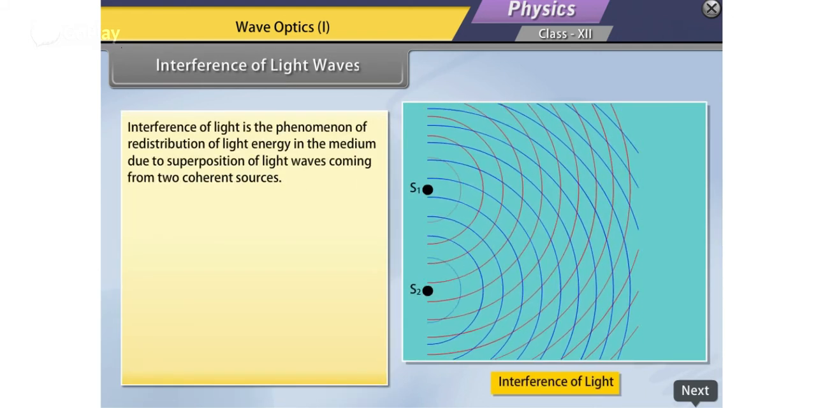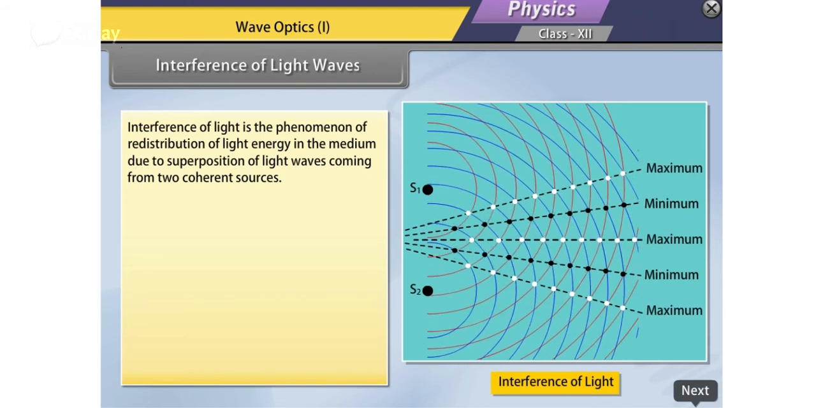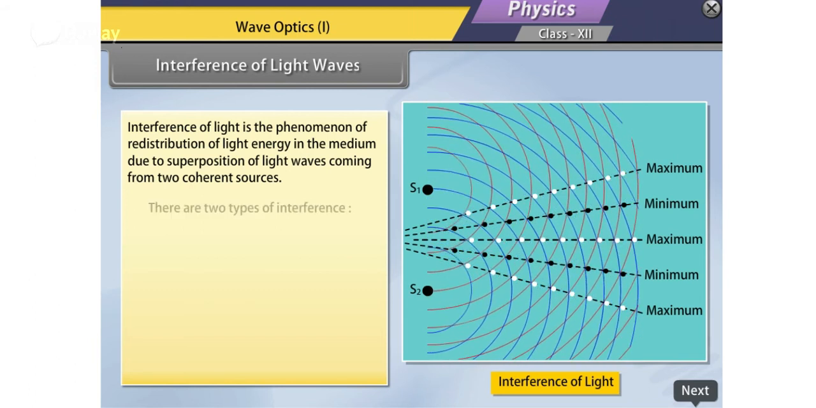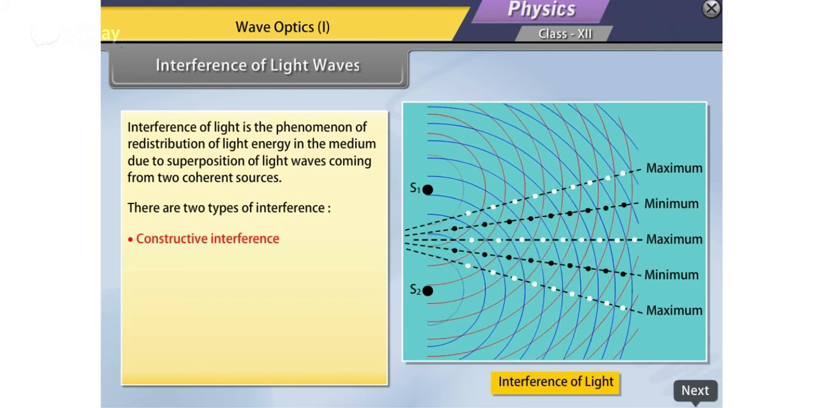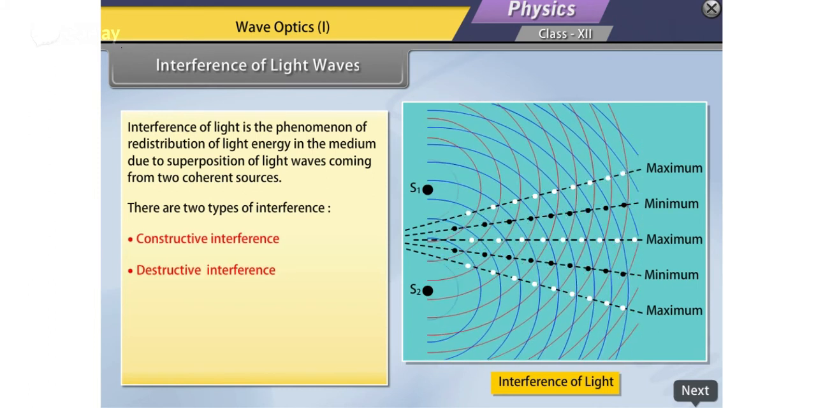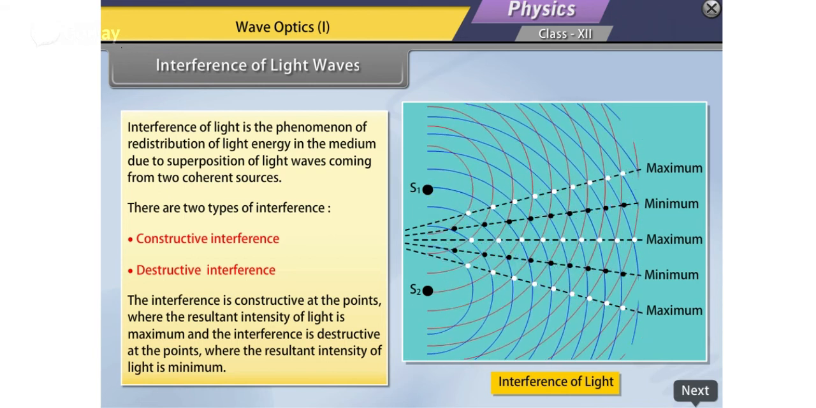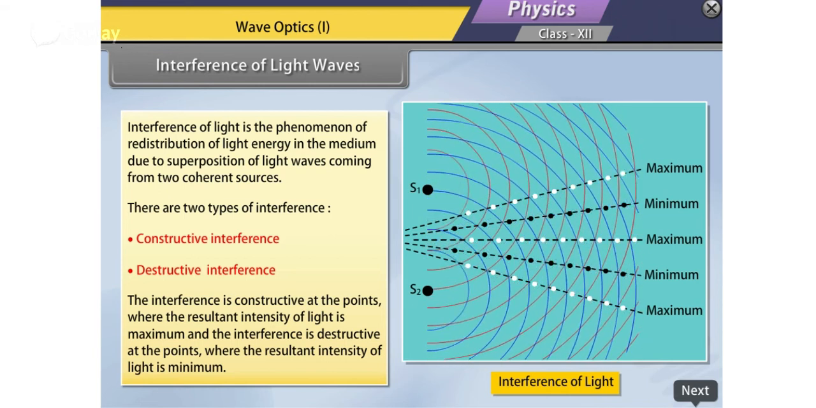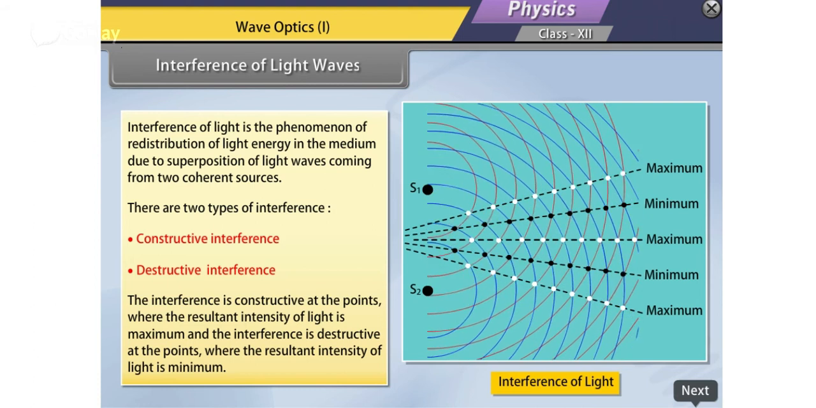Interference of light waves. Interference of light is the phenomenon of redistribution of light energy in the medium due to superimposition of light waves coming from two coherent sources. There are two types of interference. They are constructive interference and destructive interference. The interference is constructive at the points where the resultant intensity of light is maximum, and the interference is destructive at the points where the resultant intensity of light is minimum.